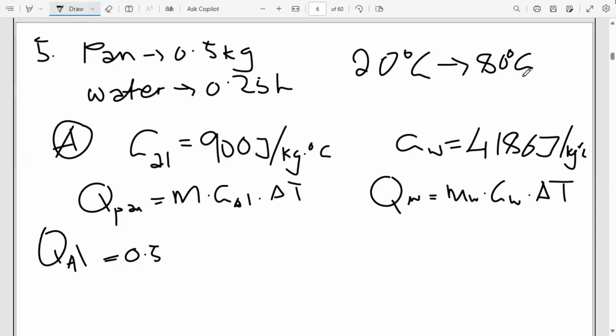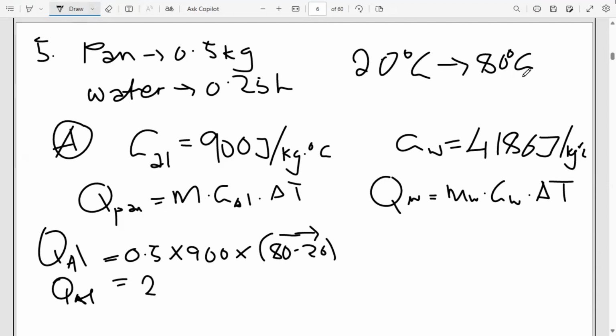0.5 multiplied by 900 multiplied by the change in temperature, which is 80 minus 20 degrees Celsius. So the Q required to heat aluminium will be equal to half multiplied by 900. That will give us somewhere 450. And if I multiply that by 60, which is the temperature difference in the brackets, I'm getting an answer which is equal to 27,000 joules. So this is the amount of energy that is required to raise the temperature of the pan from 20 degrees Celsius to 80 degrees Celsius.